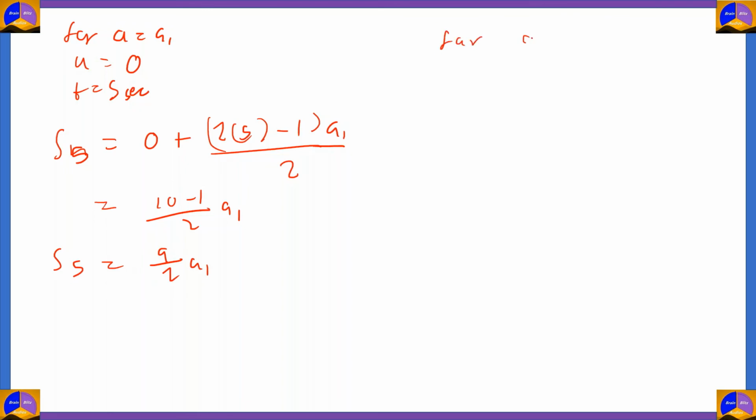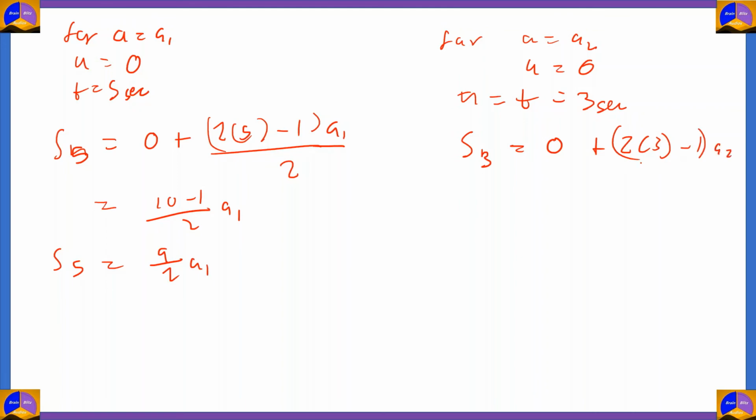Similarly, for acceleration equal to a2, u is equal to 0, and the time, which is n, is equal to 3 seconds. So S3 would be equal to 0 plus (2 into 3 minus 1) into a2 divided by 2. So that is (6 minus 1) by 2 a2, which is equal to 5 by 2 a2. So the distance traveled in the fifth second is 9 by 2 a1. The distance traveled in the third second is 5 by 2 a2.